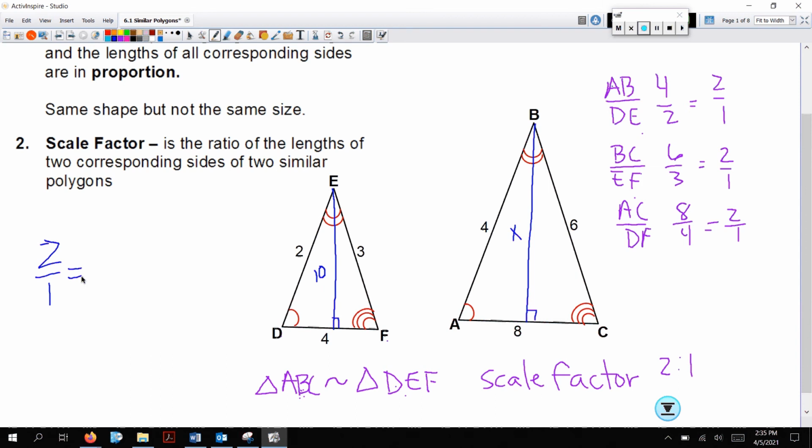X is the bigger triangle, so that's going to go in the numerator. 10 is the smaller triangle. We can cross multiply. We get 1x equals 20. So the altitude here would be 20. I guess I should put that on the other side. So we'll say x equals 20 here. That's that vertical, or the height of the triangle, the altitude.